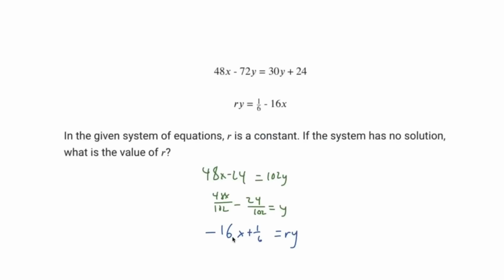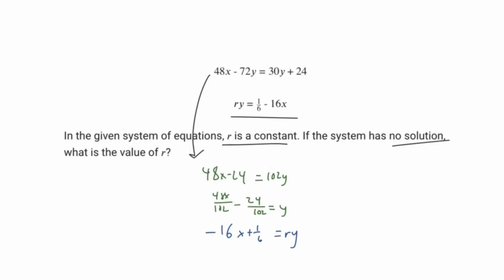In the given system of equations, R is a constant. If the system has no solution, what is the value of R? So I already did some of the work here because writing with a mouse is very hard. We just arrange the top equation into slope-intercept form. So we get Y equals 48x over 102 minus 24 over 102. And we compare that to the other equation, which is stated, Ry equals 16 minus 16x.